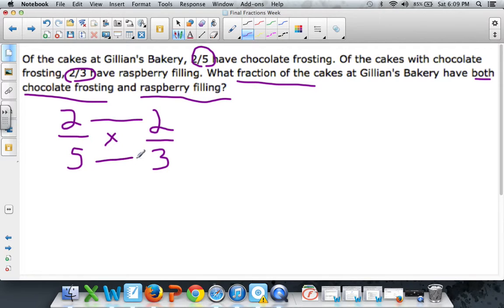2 times 2 on top, 5 times 3 on bottom, 4 over 15. If we could make this answer more beautiful, we should, but if you think about it, you'll probably see that 4 and 15 can't be divided by the same thing. 4 can be divided by 2, but 15 can't. 15 can be divided by 3 or 5, but 4 can't. So it's kind of stuck where it's at.